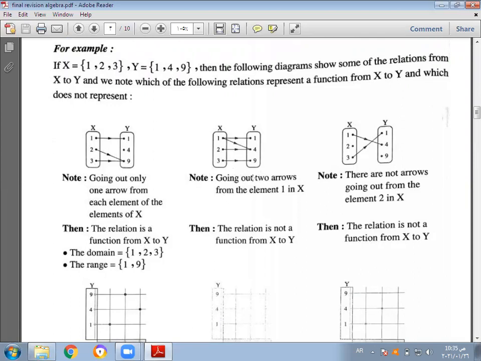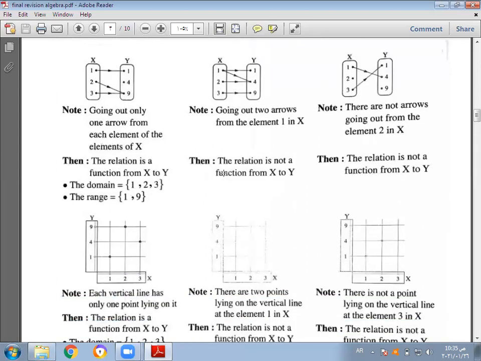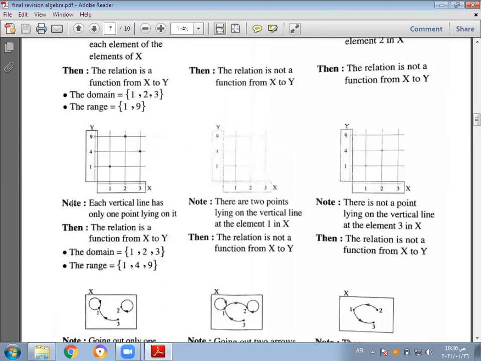Here, there are two arrows going out from the element 1 in x, so the relation is not a function. There is no arrow going out from the element 2, so the relation is not a function. Another example, or another diagram.